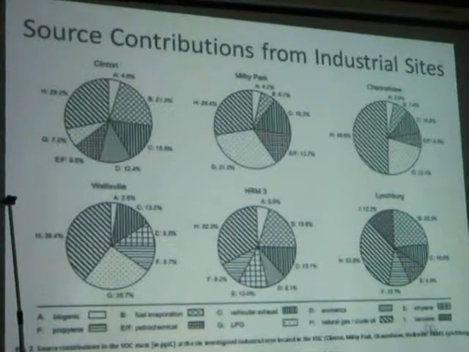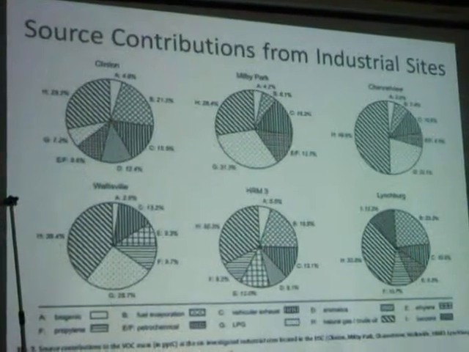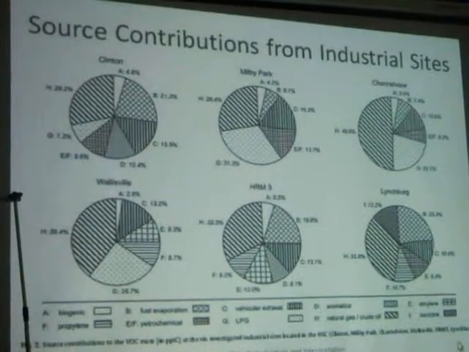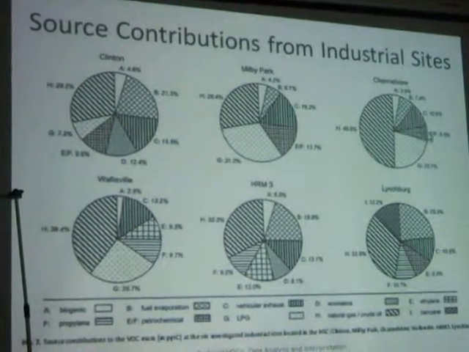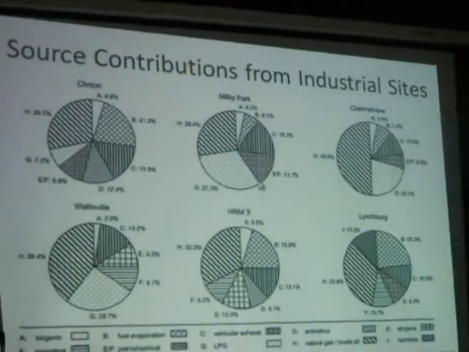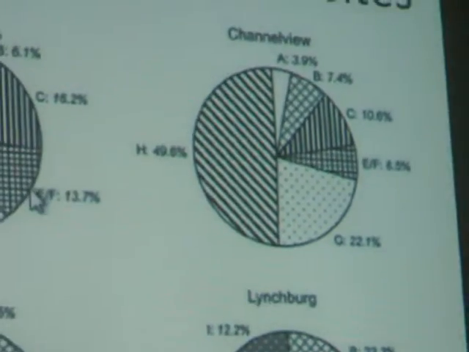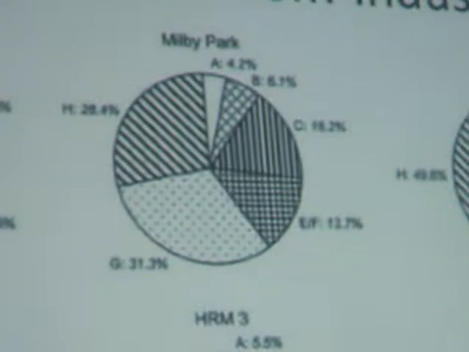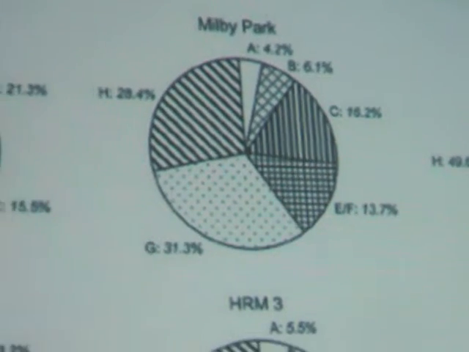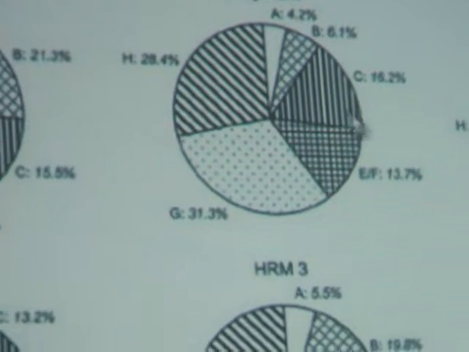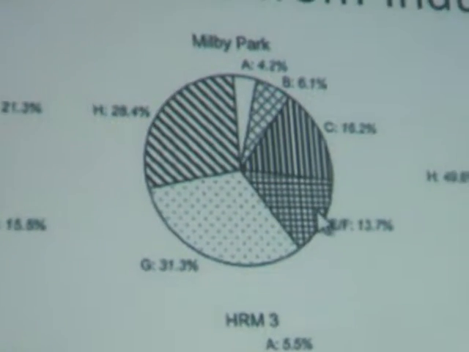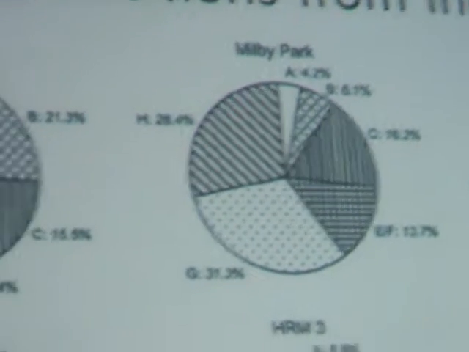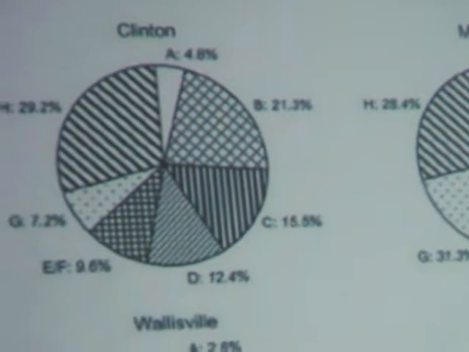These are apportioned similarly. Sometimes factors don't fully separate. See here, you've got an E and F combined, and this one you've got E and F combined. So ethylene and propylene were picked out together, and they didn't separate as cleanly as they would in some other profiles.